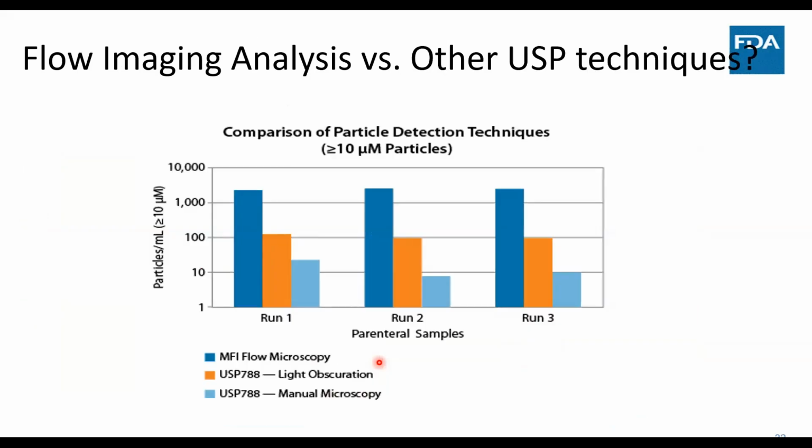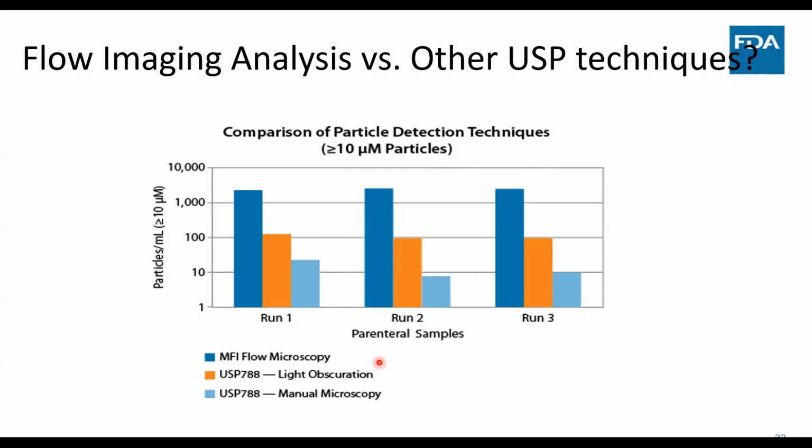So how does flow imaging compare to the other USP techniques such as light obscuration and manual microscopy? In general, when you have data from flow microscopy, you are going to have higher particle counts than you get from light obscuration and manual microscopy. This tells us about the efficiency of the system in detecting particles compared to the other two techniques. It's been reported in the range of 2 to 10 times differences in particle count between flow microscopy and light obscuration.